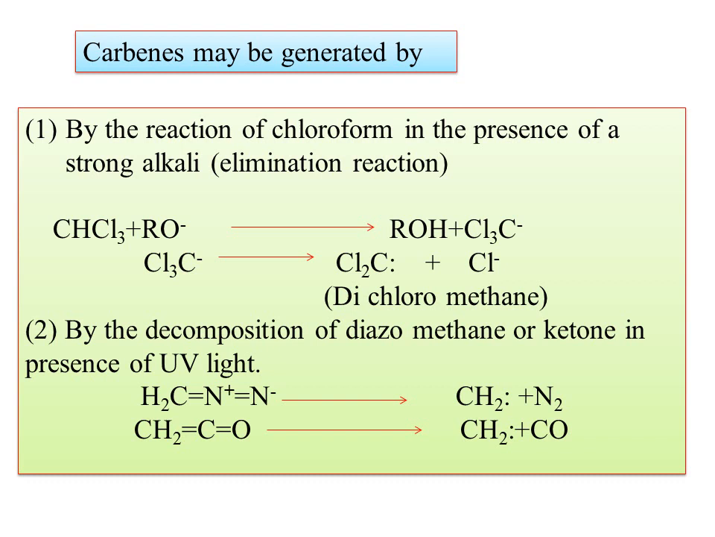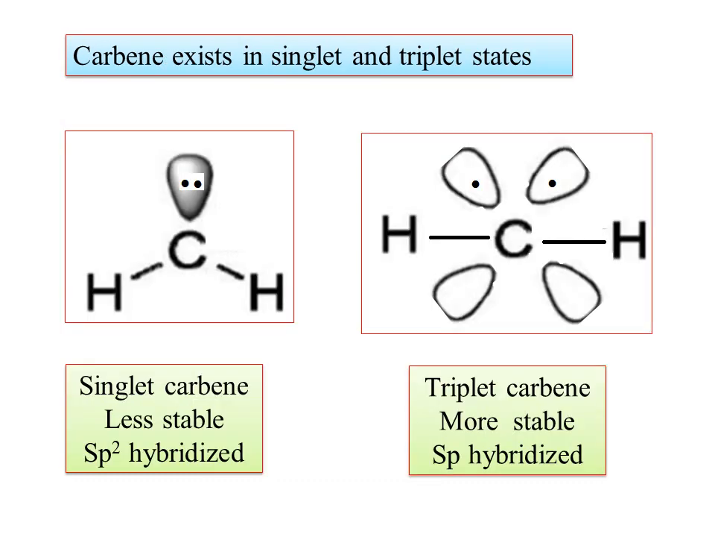When you remove one more chlorine atom, you are going to have Cl2C. These are called dichlorocarbene. Otherwise, carbenes are also obtained from diazomethane or ketene in the presence of UV radiation. Carbenes can exist in two forms. One is called the singlet form, the other is called the triplet state.